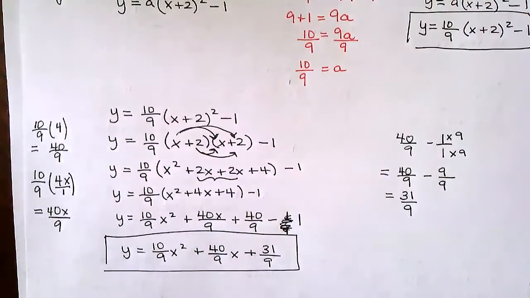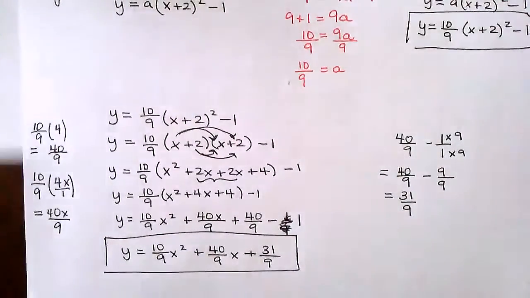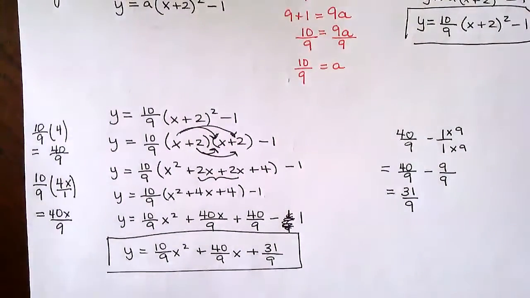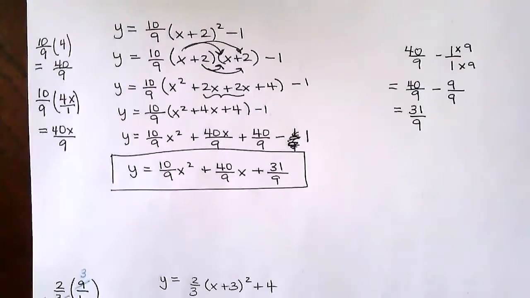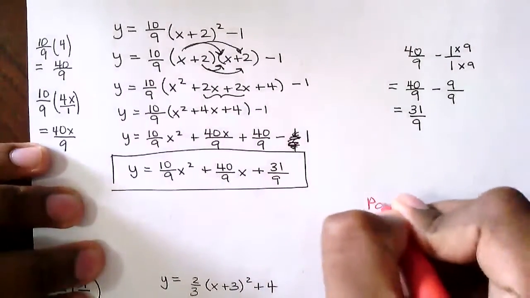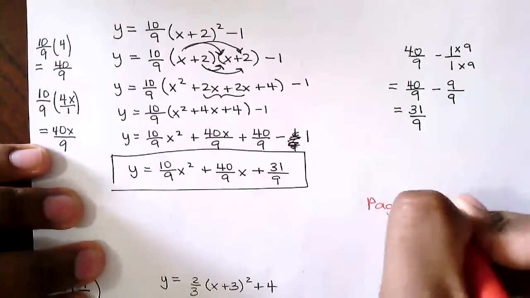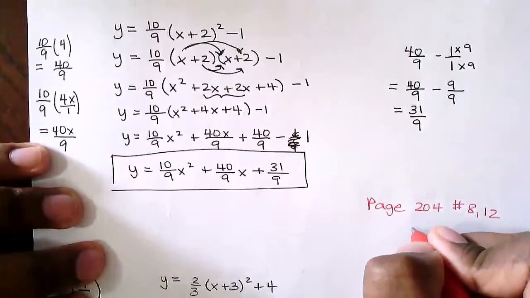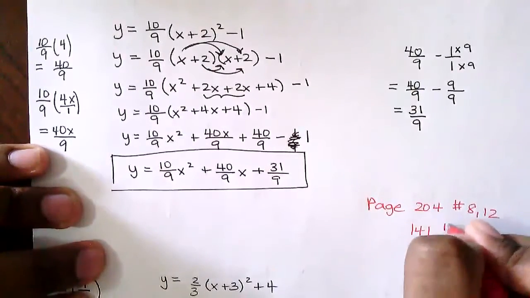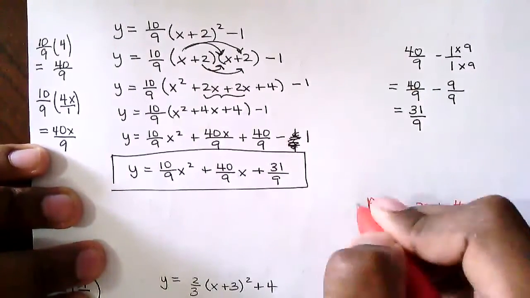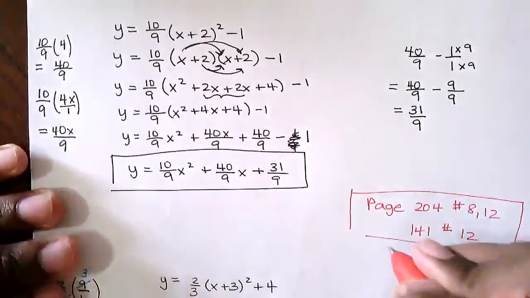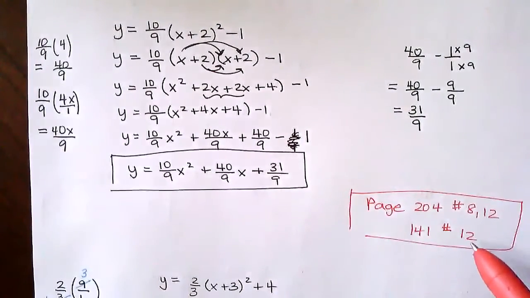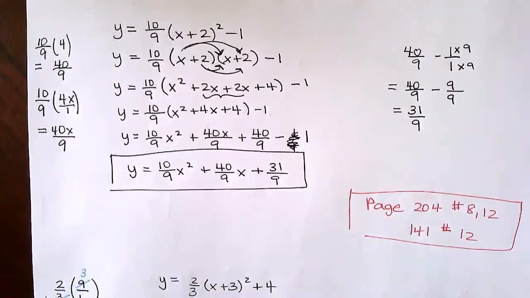So this is essentially the lesson with the families of equations. On your sheet, you should also have the homework. So the homework is page 204, number 8 and 12, as well as page 141, number 12. If you are in Mr. Thavis Warren's class, you need to finish this homework, take a picture of it, and submit it through the Google Classroom. Thank you.